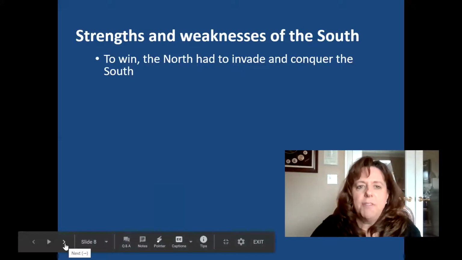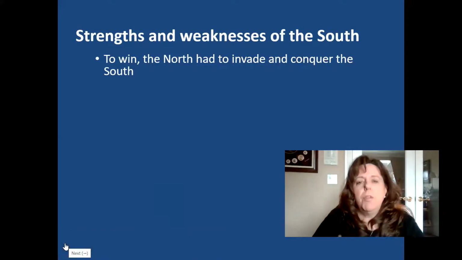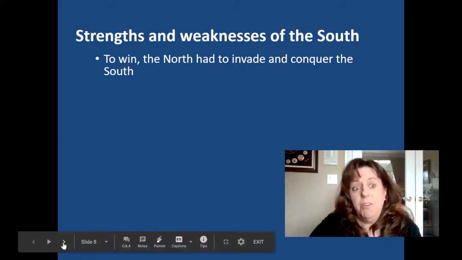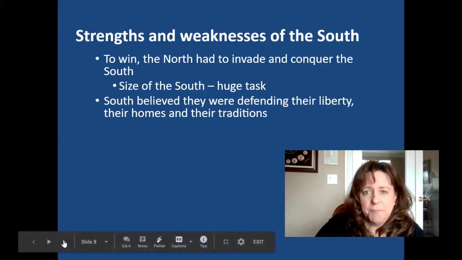Now, one of the South's strengths was that it would be hard for the North to invade and conquer them. Geographically, when we looked at the map, the South was a big area, and in order to stop the South, the North would have to go there and conquer them, and so that's to the South's advantage. The size of the South makes that a huge task.